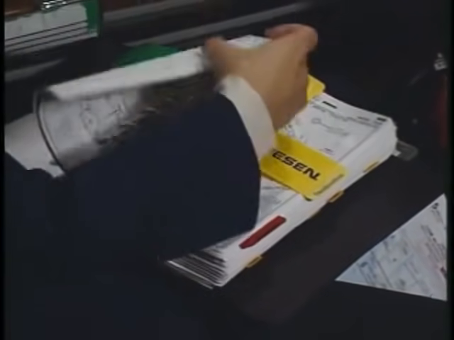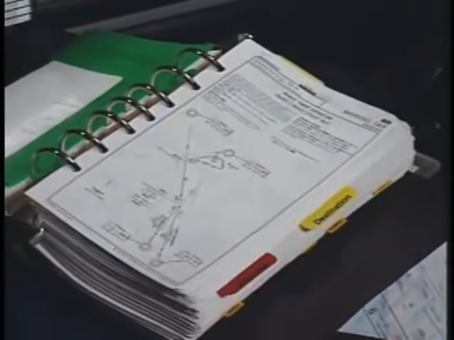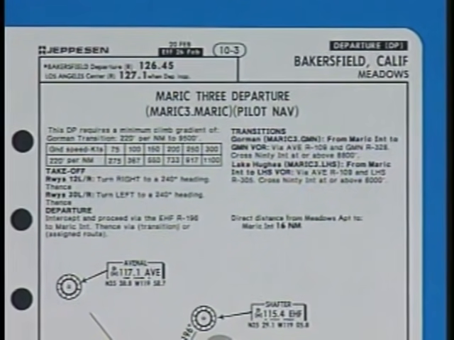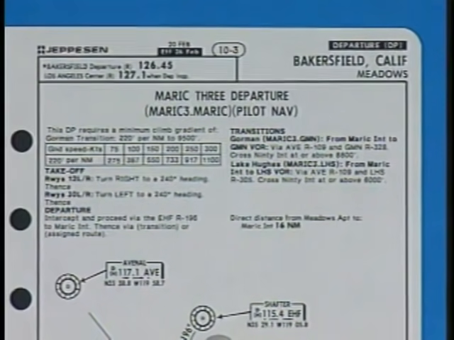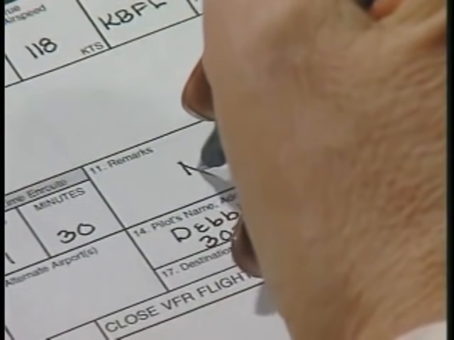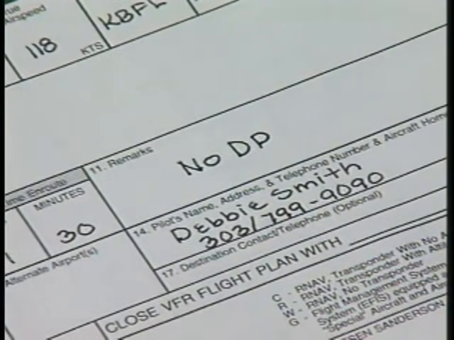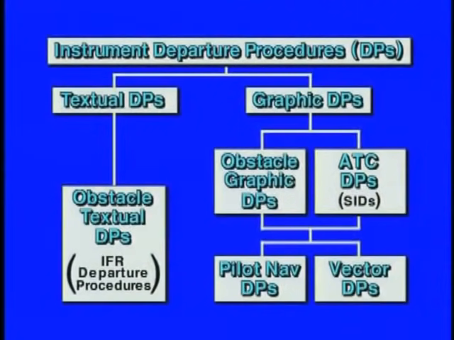Clearances for instrument departure procedures are issued at the option of ATC. If you don't have the graphic or textual information for the DP with you, you should not accept the clearance. If you don't want to use a DP, you should indicate no DP in the remarks section of your flight plan. All instrument departure procedures provide you with obstacle clearance.